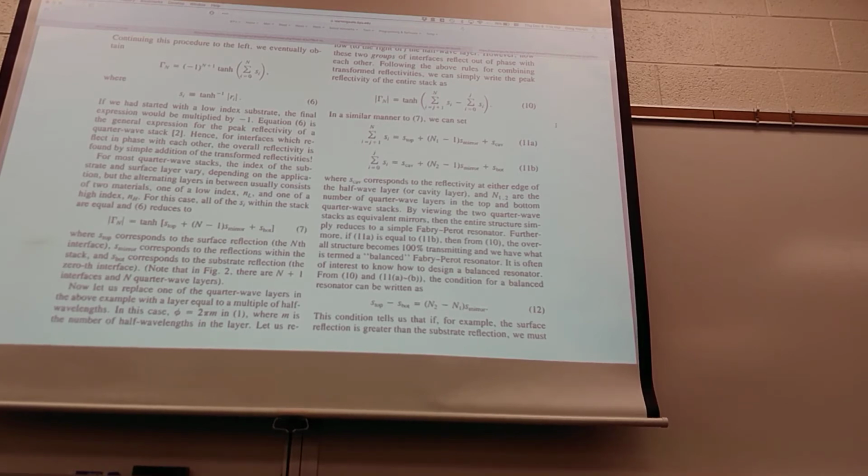Okay, yeah. How do you take into account the wavelength in these equations? Well, that comes from the fact that each layer is a quarter wave or a half wave thick. So the designs are always for a specific wavelength. Okay.